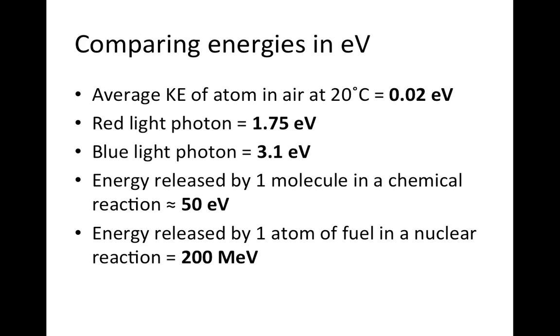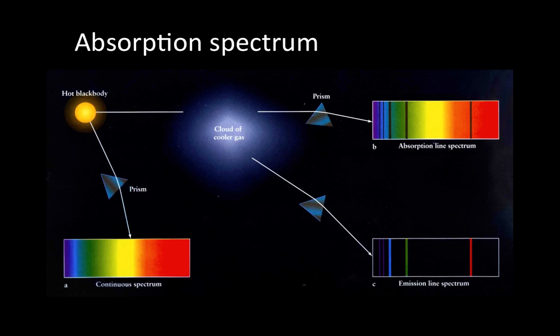Blue light photon, more energetic. Higher frequency, shorter wavelength. So more energy, 3.1 electron volts. Energy released by one molecule in a chemical reaction, 50 electron volts, which compares to that released by one atom of fuel in a nuclear reaction, 200 mega electron volts. So looking at electron volts, you can see how much more energy is available in nuclear reactions compared to chemical reactions. But anyway, we're getting away from the point.